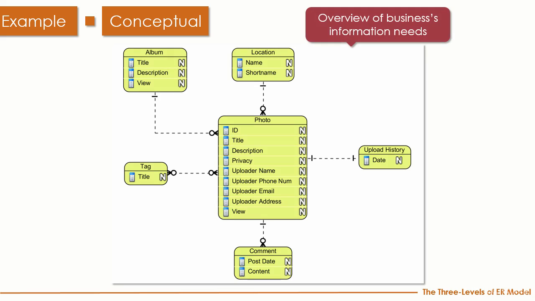The conceptual model. This is a very simple conceptual model of our example, the photo album software. It's an overview of the business information needed. So we have a photo. We need to store the location. We store the album. Photos are stored in the album. And you can see one album has multiple photos, etc. And it only stores the main concepts.